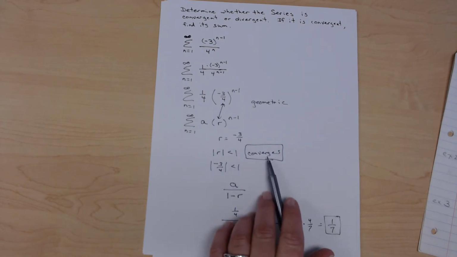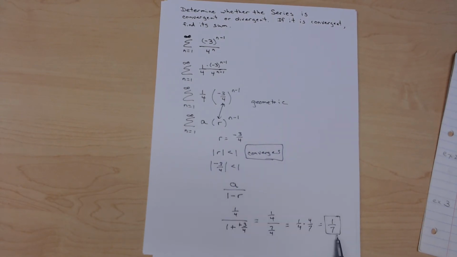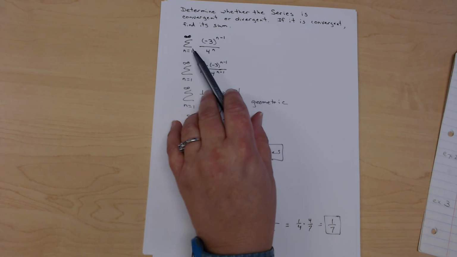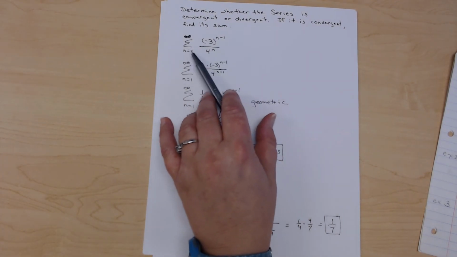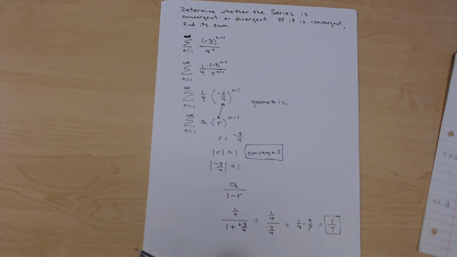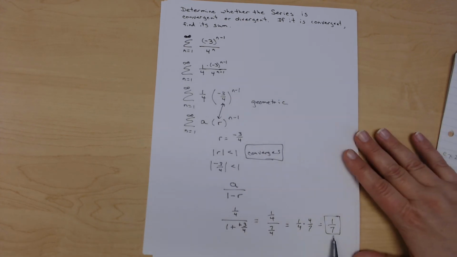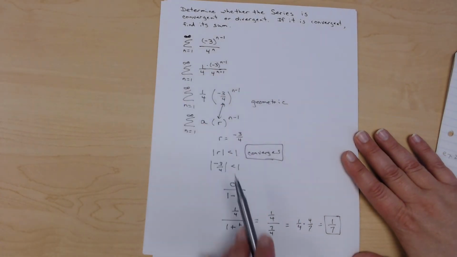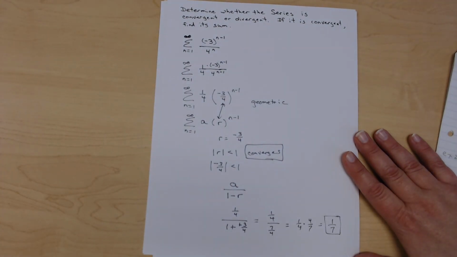Okay, so it converges. The sum, now we're talking about the sum, adding all of these up, plug in a 1, plug in a 2, plug in a 3, and add them together, is going to be 1/7. We're talking about the sum. Okay, that's kind of crazy.